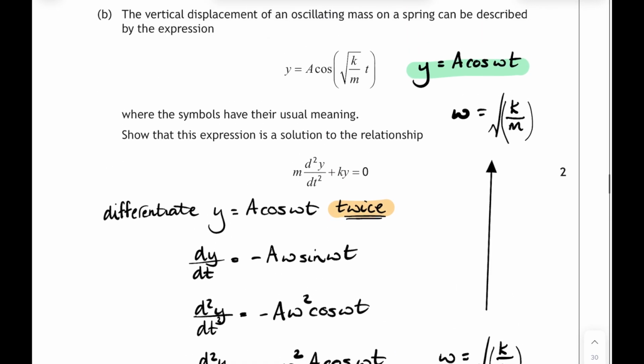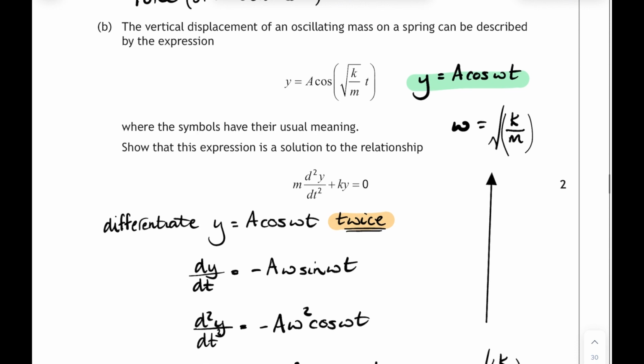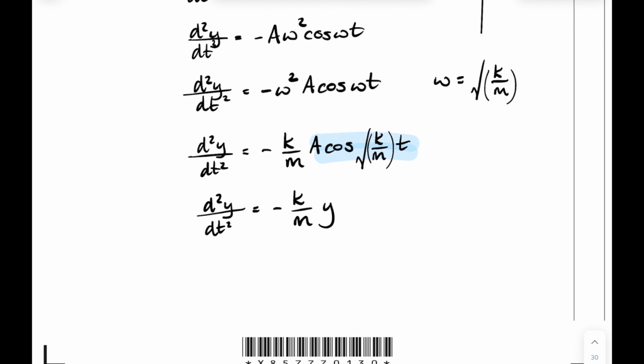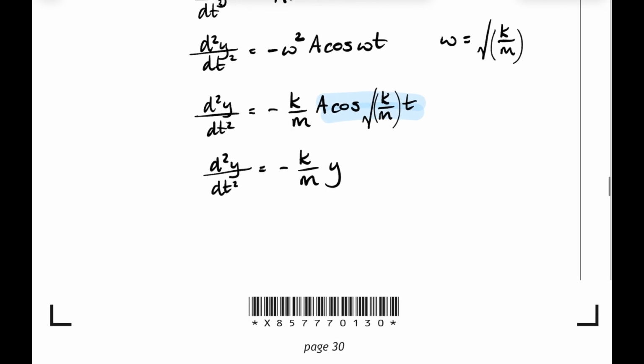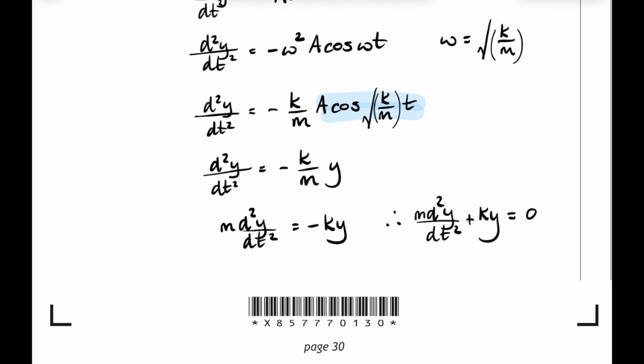y equals a cos root k over m times t. And then we've just got a last wee bit of algebra to do, where we're going to multiply both sides by m. So m d2y by dt squared is going to be equal to minus ky, and therefore m d2y by dt squared plus ky is equal to 0. And that's it. That's the relationship that we had to show.